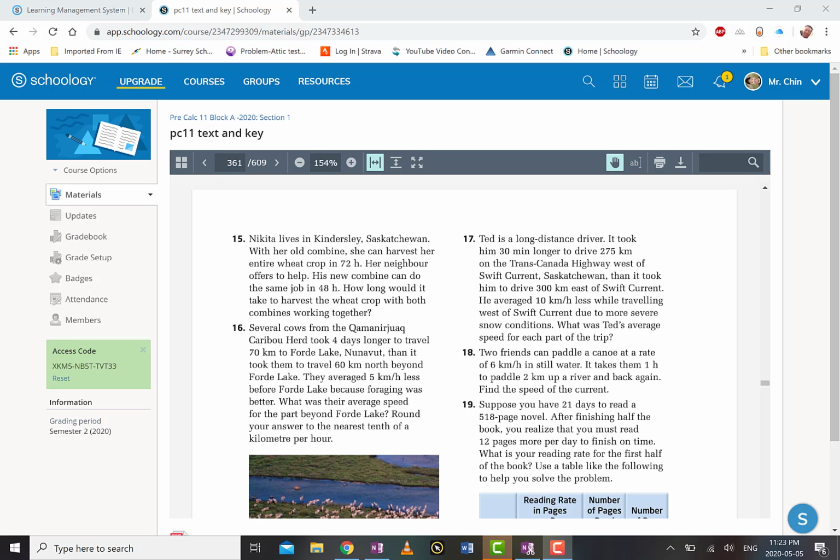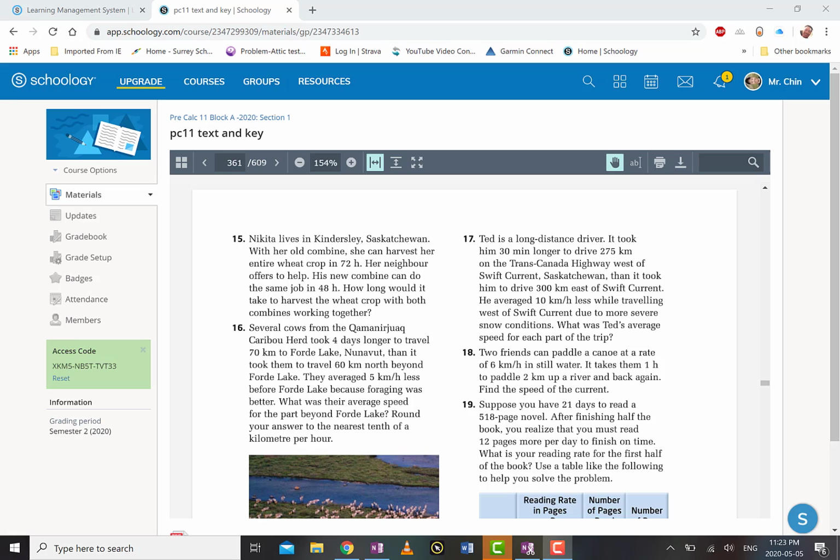All right, so this is the answer to question number 17, chapter 6, section 4. It says here, Ted is a long-distance driver. It took him 30 minutes longer to drive 275 kilometers on the Trans-Canada Highway west of Swift Current, Saskatchewan.